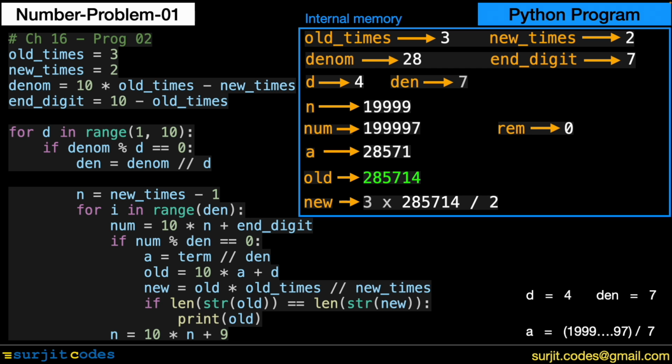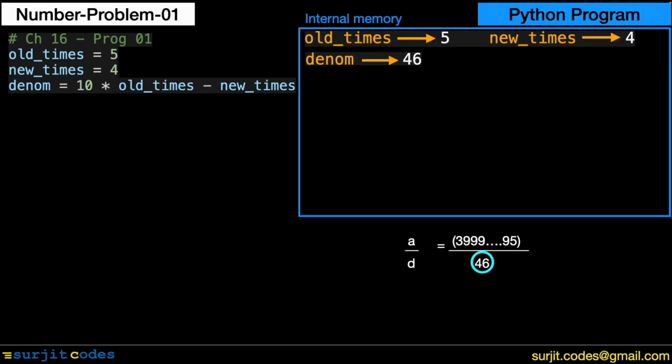To verify this value, we multiply the solution by 3 by 2 and get the new number in which digit at units place is shifted to the beginning, which ensures that our solution is correct. Further, the number of digits in the old and new are the same.